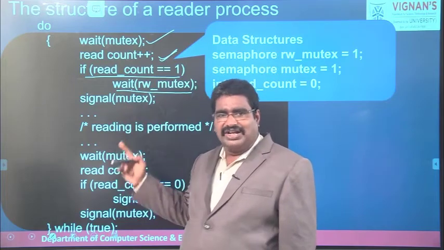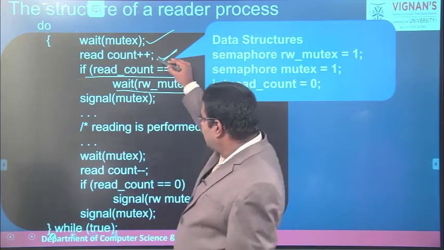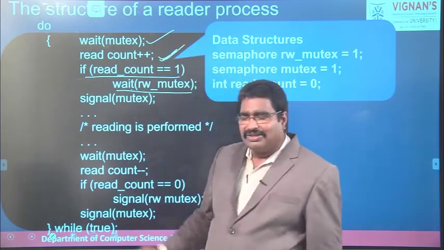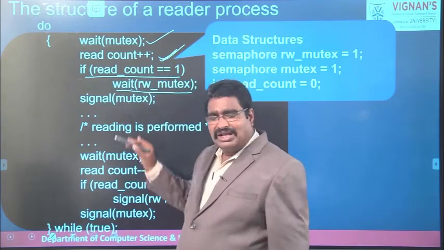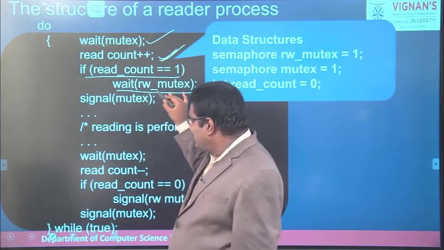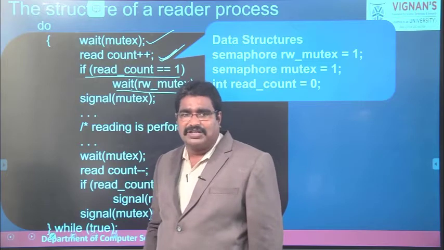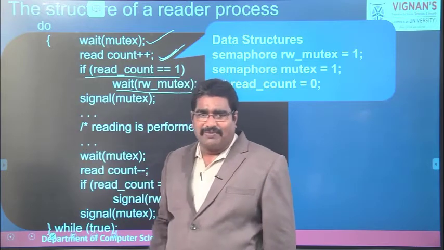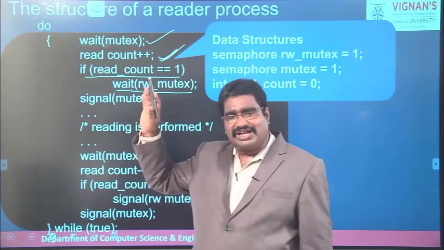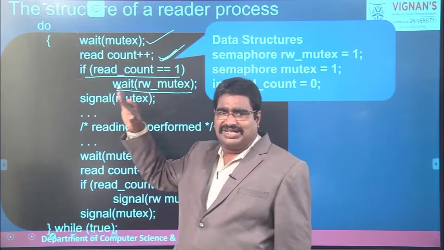And this is the first reader to perform the read operation. Read count is increased by 1. Then automatically read count is 1. Now we call the wait function. This reader is not allowed to perform the read operation because a writer is already performing the write operation. Once his write operation is completed, then only this reader is allowed.